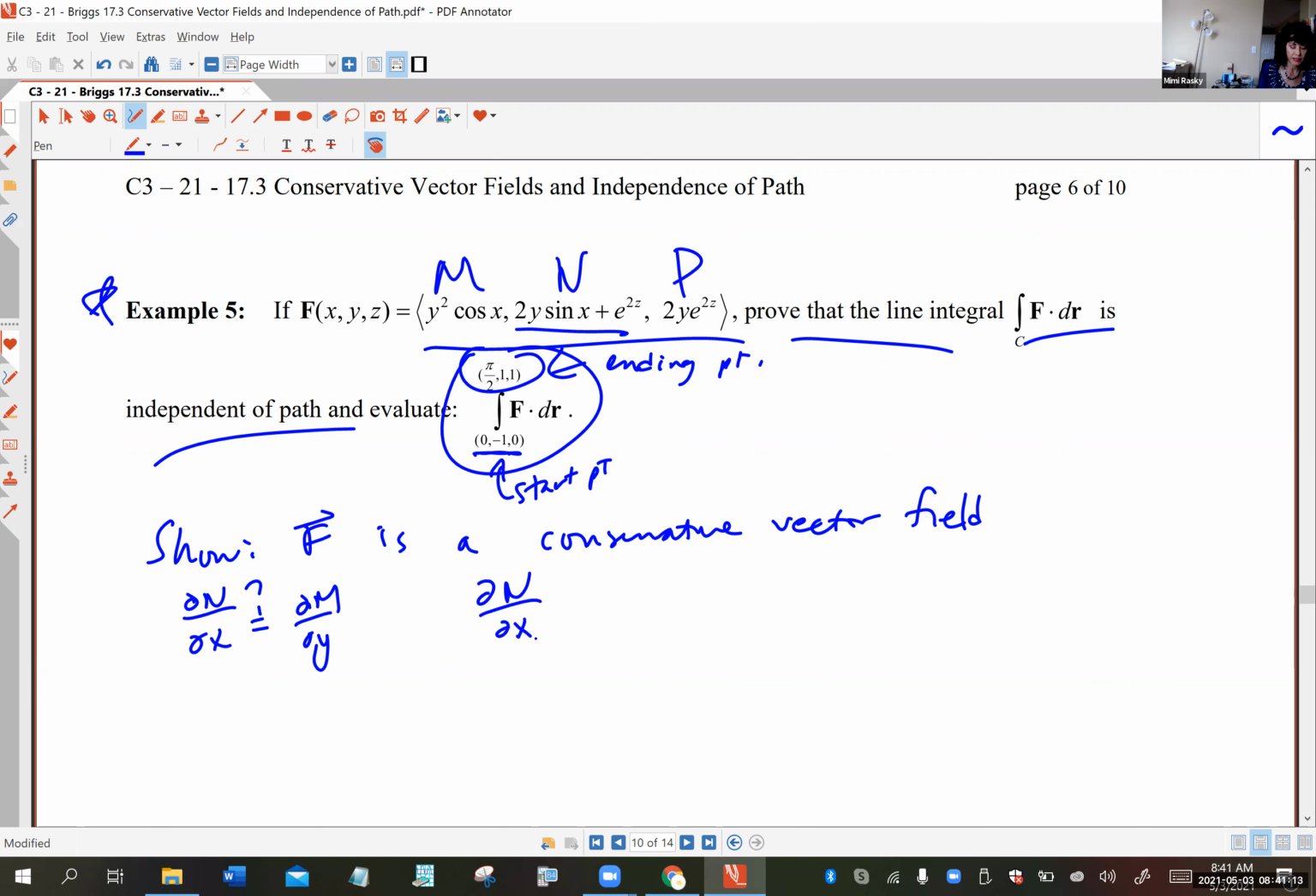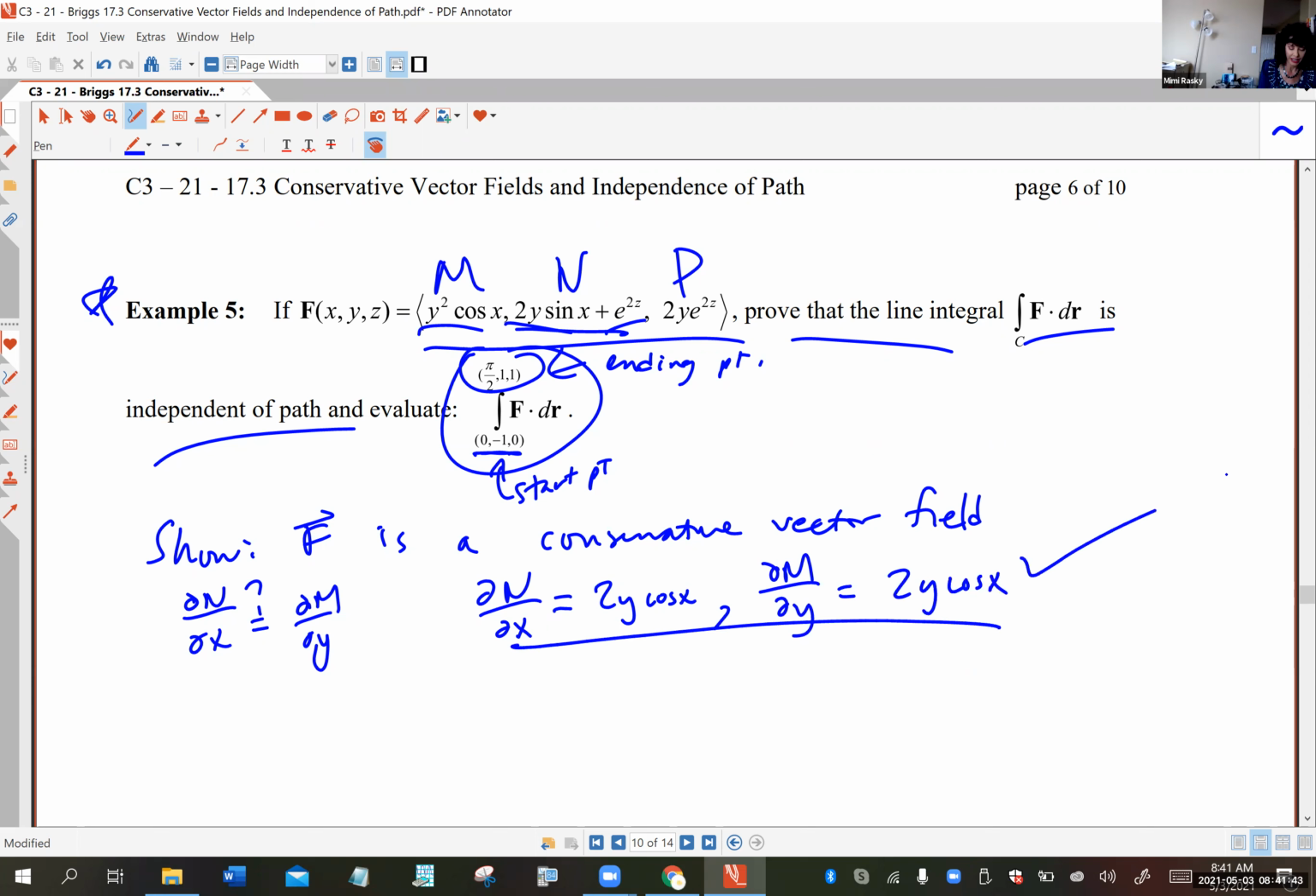Well, I got to take the partial with respect to x. So 2y sine x has the partial, I think it's 2y cosine x, plus, and then e to the 2z, when you take the derivative with respect to x, what do you get? 0. So we're done with dN/dx. Let's get dM/dy. So the derivative of y squared cos x with respect to y is 2y cos x. Hey, these are equal. Check.